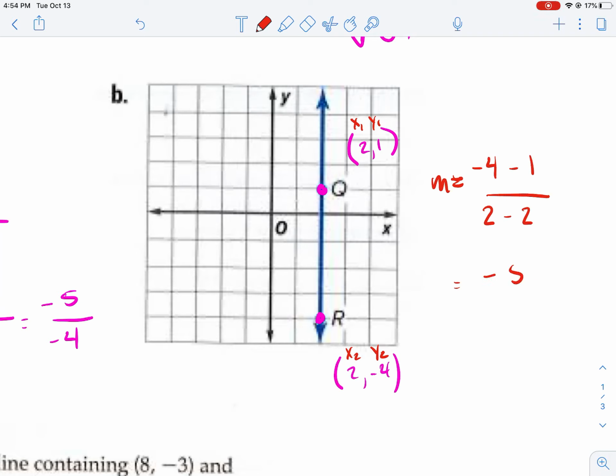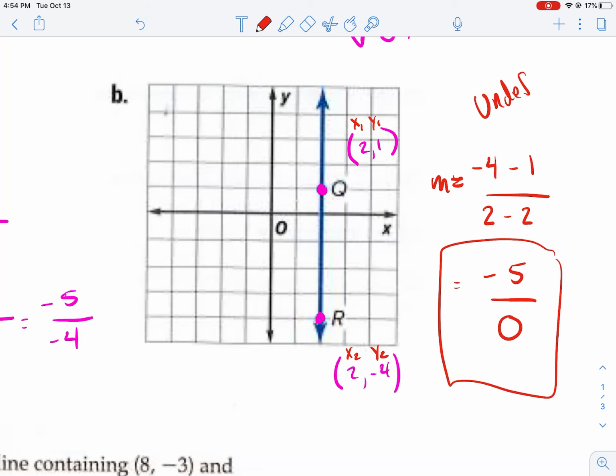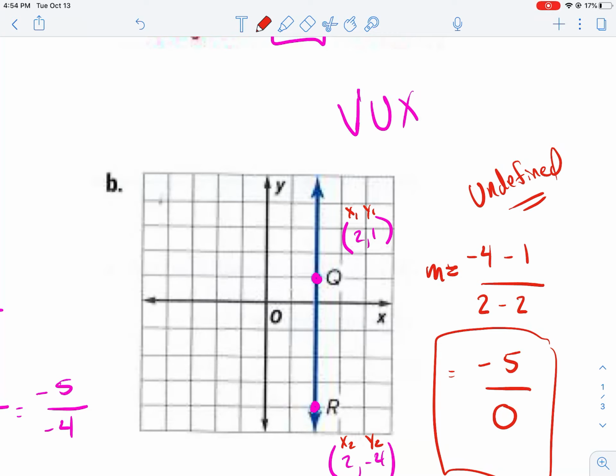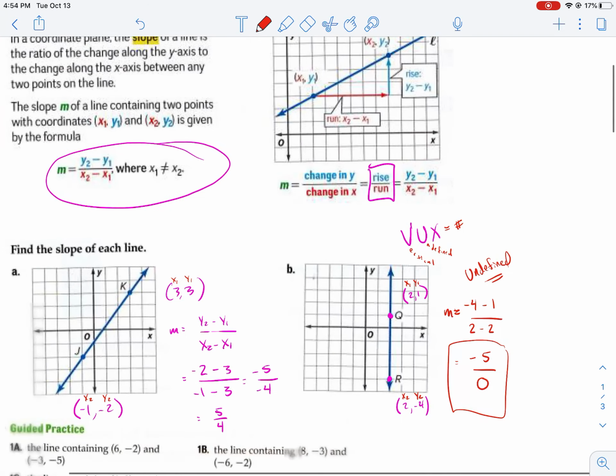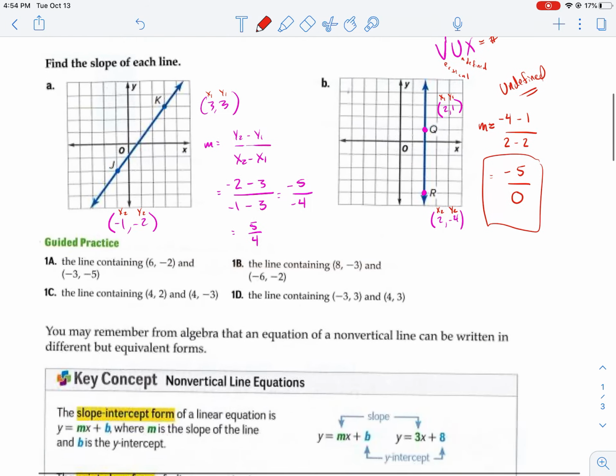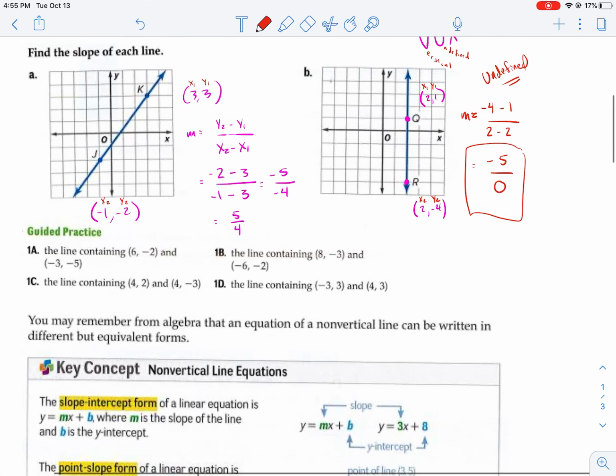And if you haven't seen it already, what happens when you get 2 minus 2? You get a 0, and so this is one of our math no-nos, right? When you see something like this, it's called undefined. Going back to this VUX problem, it says it's vertical. Undefined is the slope, and it's always an x equals some number. So this was a VUX problem. We shouldn't be surprised we're getting an undefined slope because it's a straight line up and down.